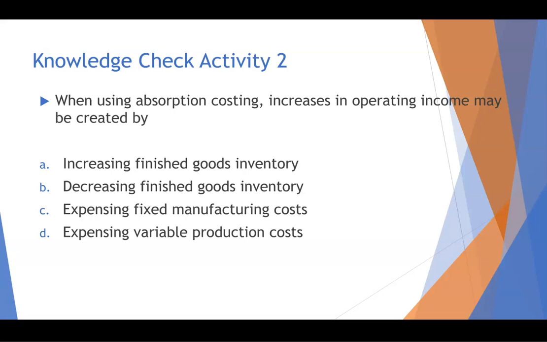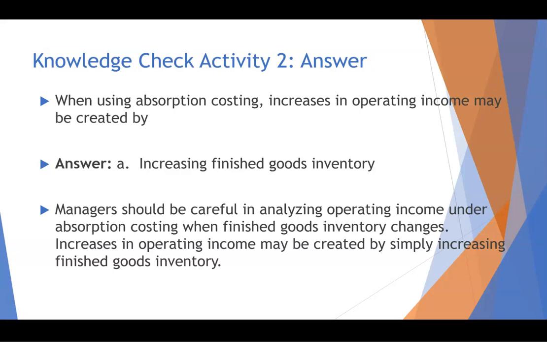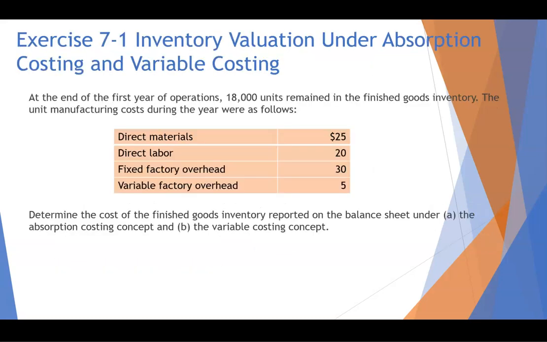Here, when using absorption costing, increases in operating income may be created by increasing our finished goods inventory. So we're going to take a look at some exercises here just so we can gain an understanding of these methods. At the end of the first year of operations, 18,000 units remained in the finished goods inventory.